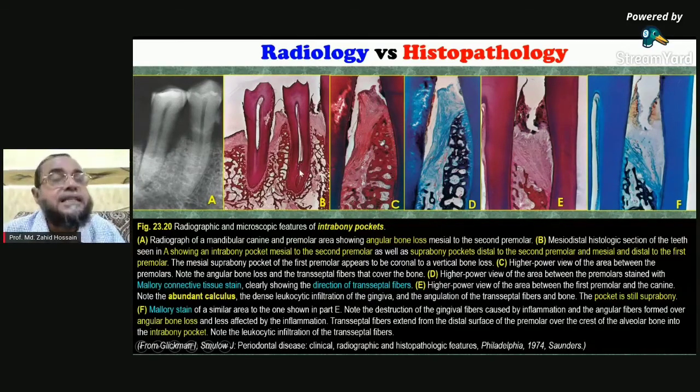If you go for histological slides, you will find what is happening inside. Different types of conditions occur in different sections. Some are connective tissue stains, this is number C, and number F is Mallory stain. This makes a different color, and others may be hematoxylin and eosin, H&E. They make different colors, but you can easily understand.